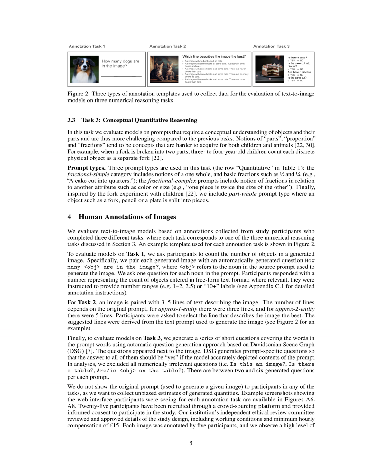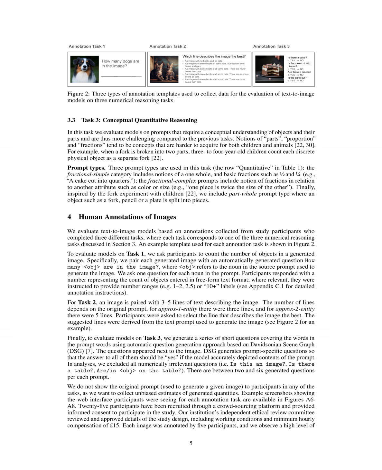For Task 1, exact number generation, participants were asked to count the number of objects in each image generated by the models. For Task 2, approximate number generation, participants selected the line that best described the image out of 3 to 5 lines of text.